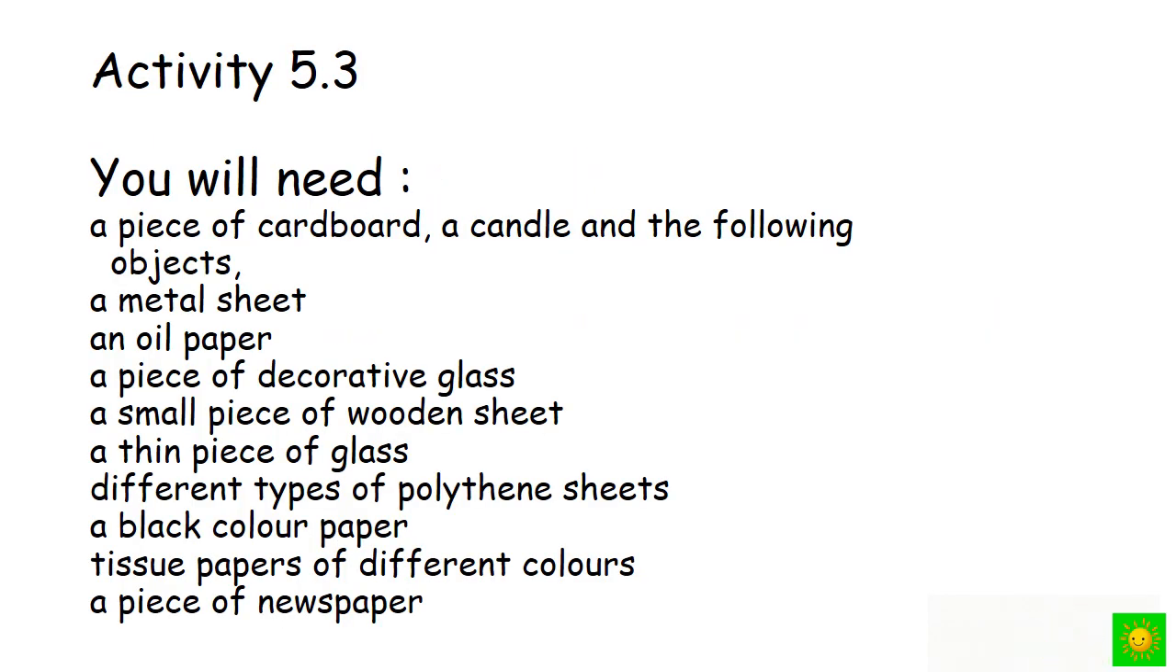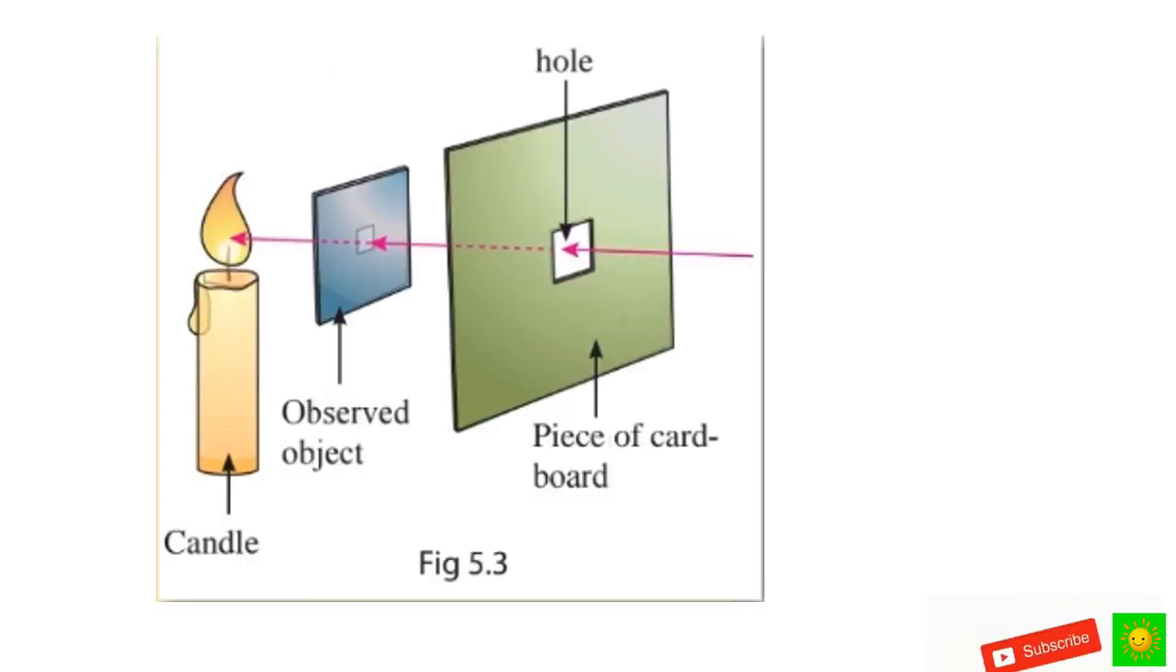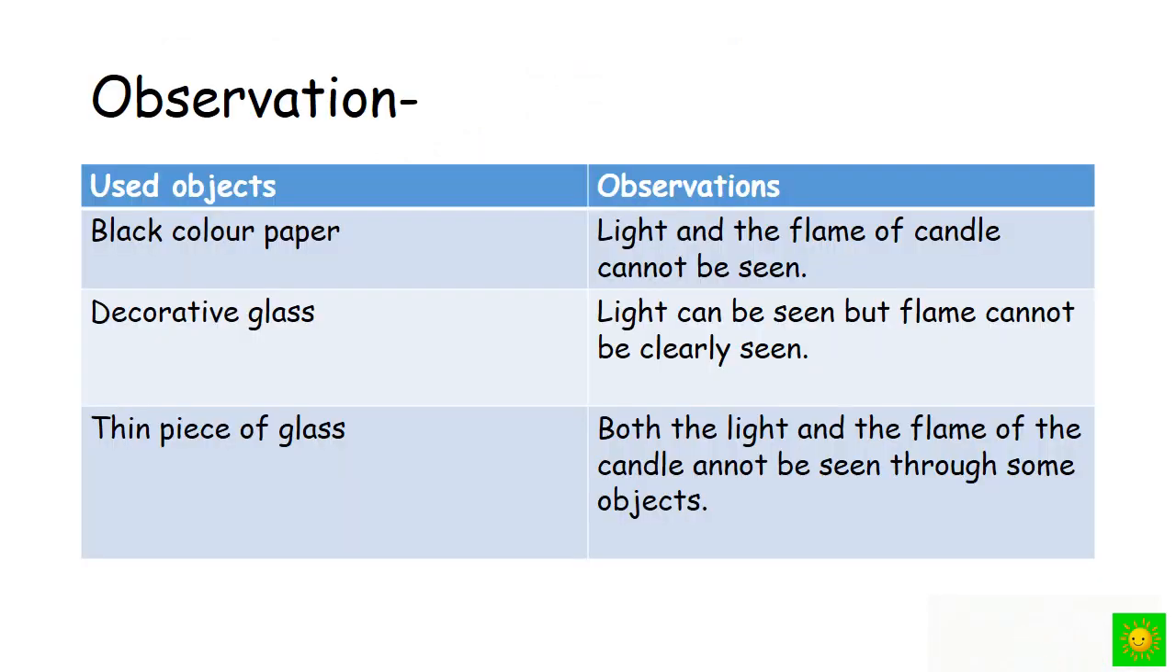We can do this activity by using these things. What we have to do is cut a square of the size 3 cm by 3 cm in the middle of the cardboard. Then light the candle. Now keep each of the things you have gathered in the middle of the hole to cover it. Next, move it towards the flame of the candle and observe the flame through the objects. After doing this practical, you can get these types of observations.